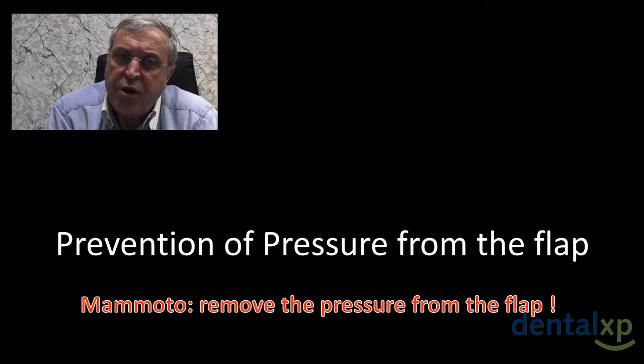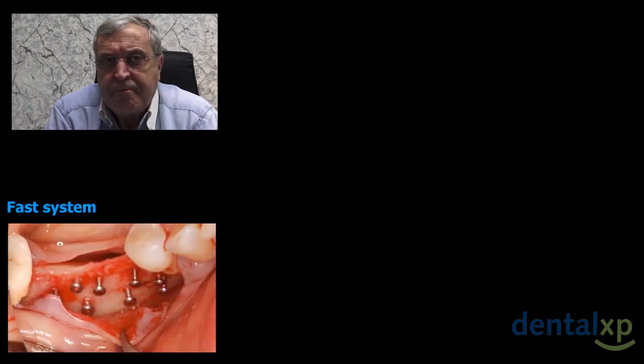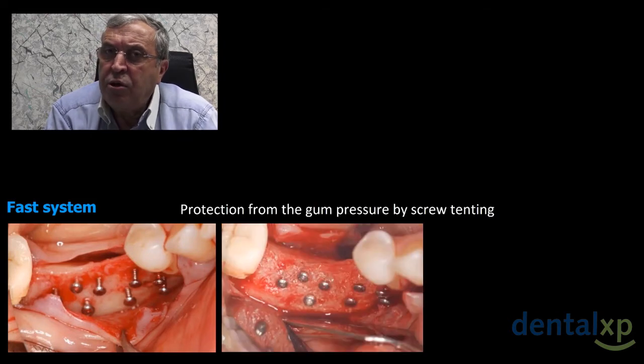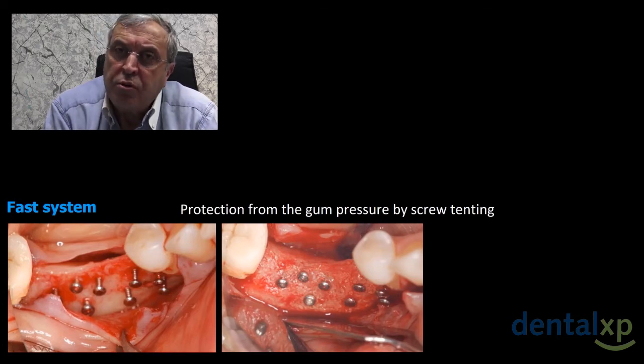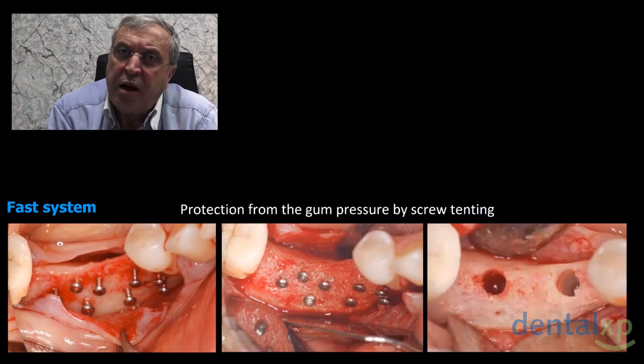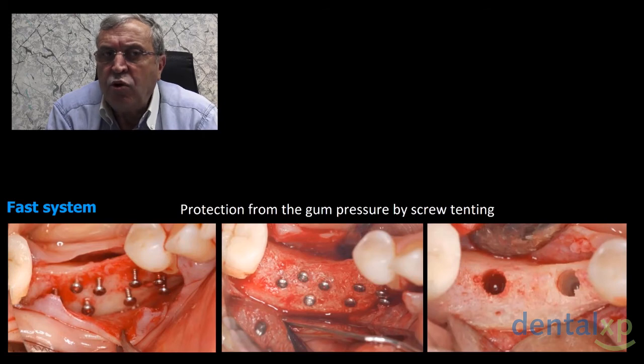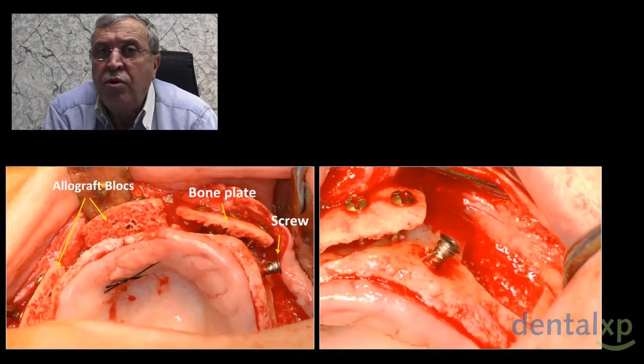Can we prevent the pressure from the flap? Why not? By screws. And if you put screws over the screws, above the screws, you will lose all the time because the flap again is coming to press. And this is an example. You want to make augmentation in the mandible, you make a lingual flap, you manage the soft tissue, and then the screws, they will guarantee you the volume.